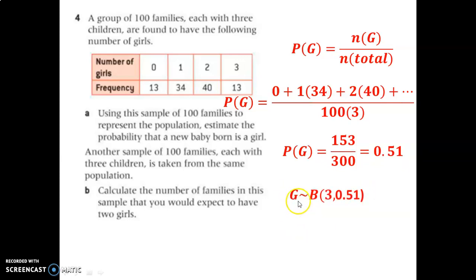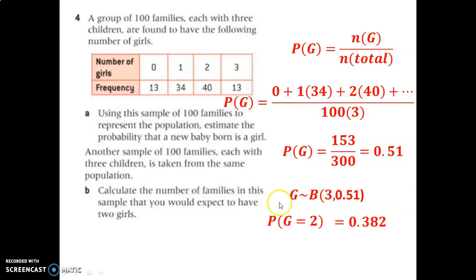How many girls is binomially distributed? 3 trials, 3 children for one family, and this chance of getting a girl. And we're looking for probability that the family has 2 girls out of the 3 trials or the 3 births. So calculate that now in your calculator using binomial PDF. Okay, we get this chance. So there's a 38.2% chance that a family will have 2 girls when they have 3 births.